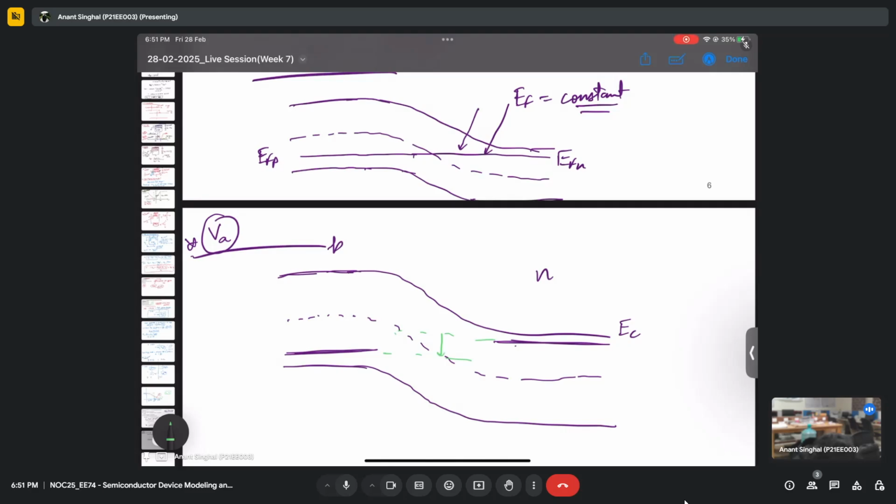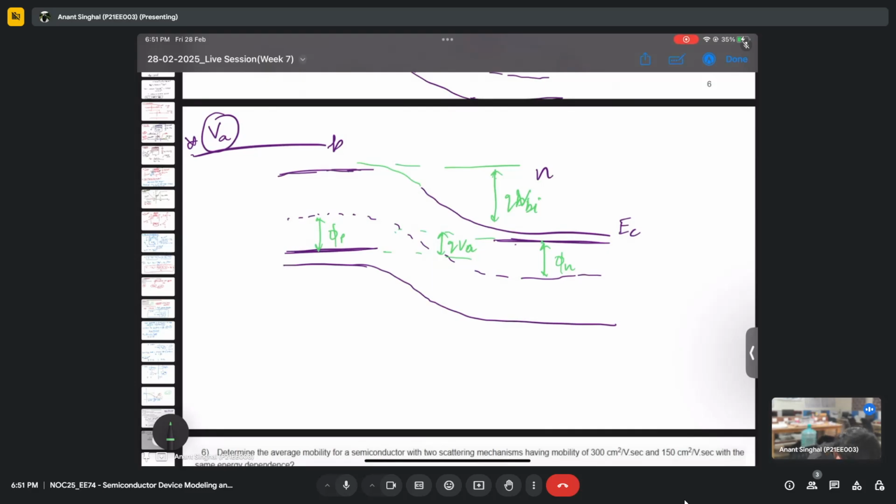So this is nothing but qVA. This is already discussed in the classes also. So sorry, this was the built-in potential qVbi. This is qVA, and we know that this is phi P and this is phi N that we already discussed.